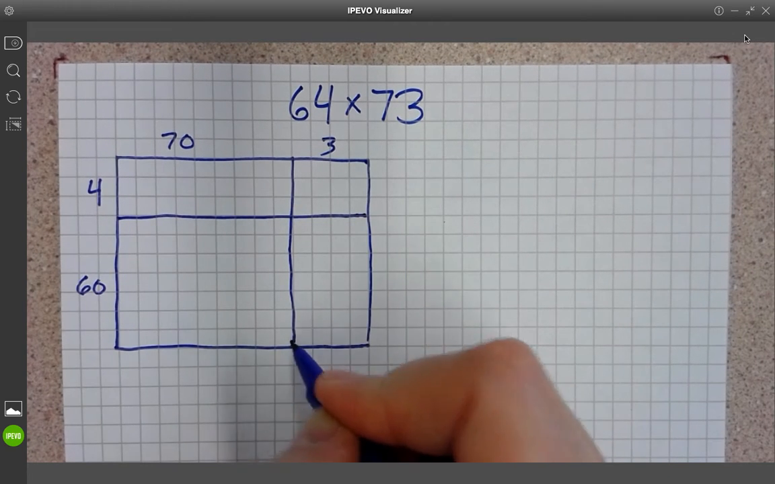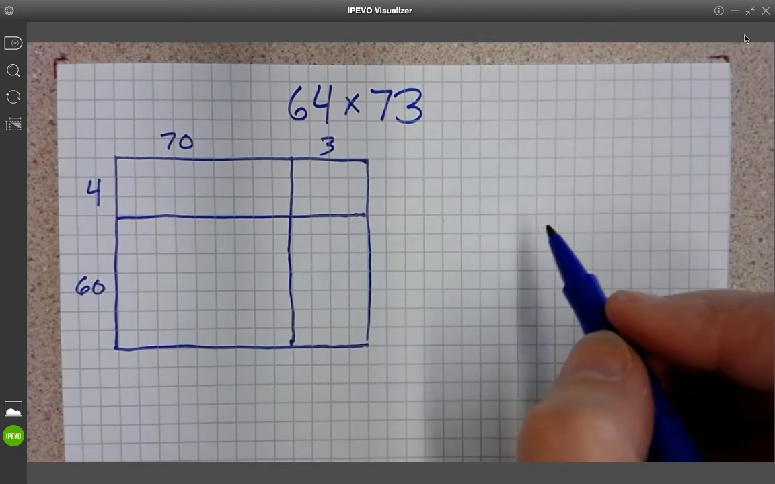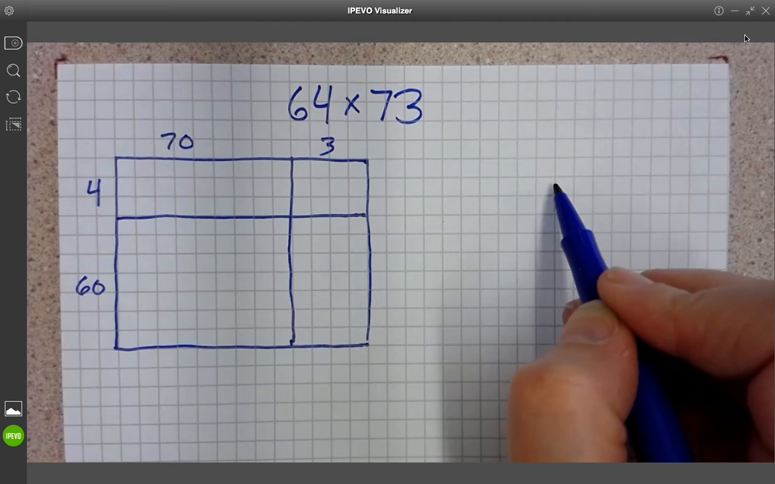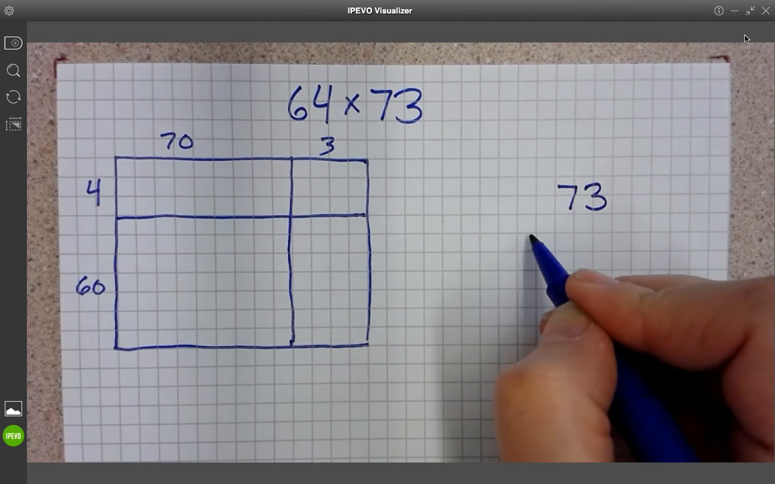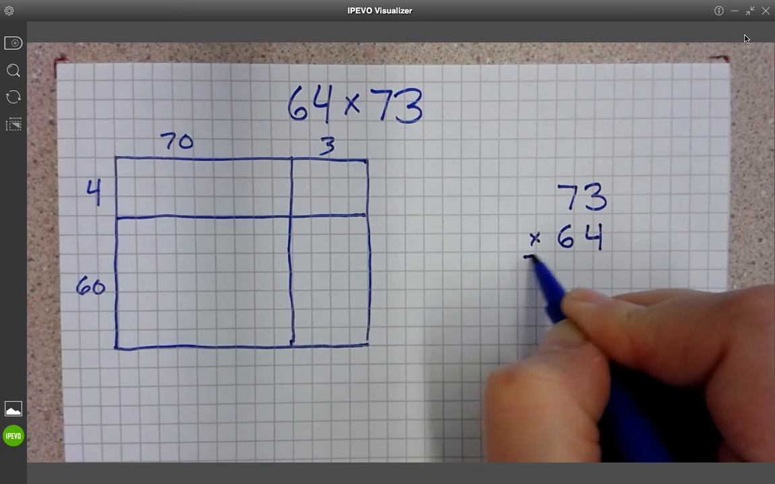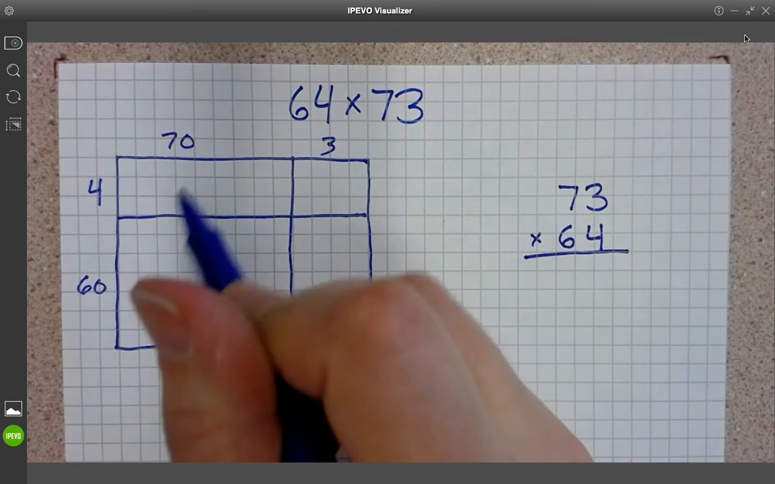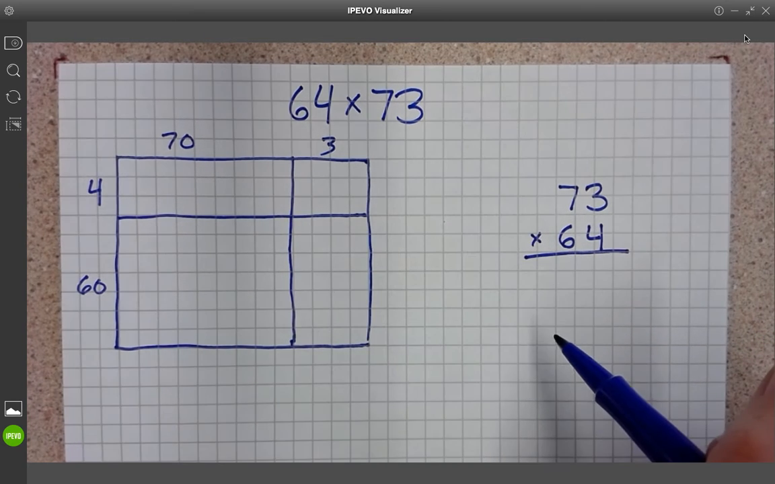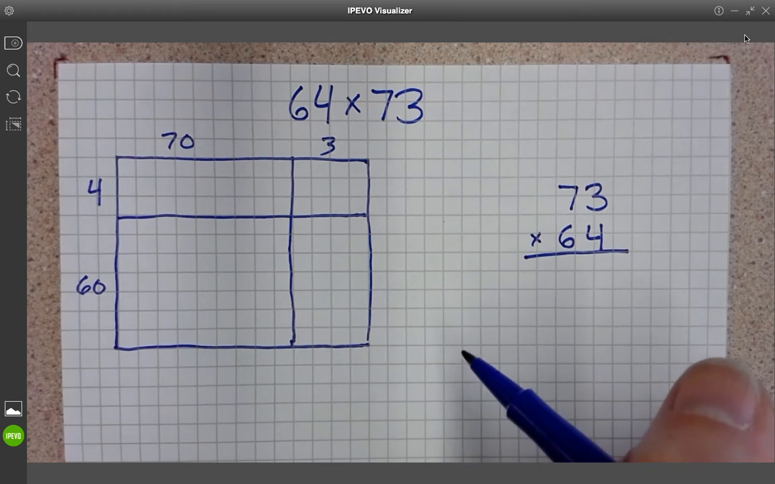And like I said before, it does not matter which way you put your factors, but the one thing that does matter is that whatever number you put on top is the same number you put on top in your standard algorithm if you want them to match each other. We know we're going to get the same answer no matter which direction we do it. However, lining them up the same order on our area model and our standard algorithm helps us so that we can see the parts that match later.